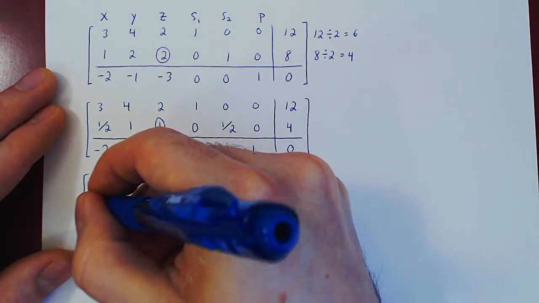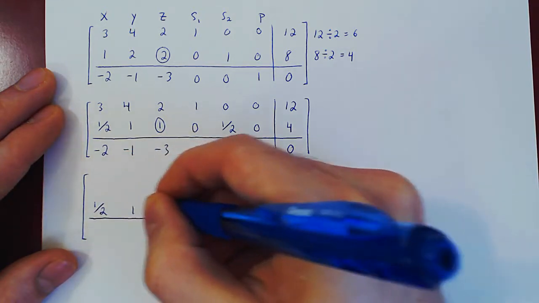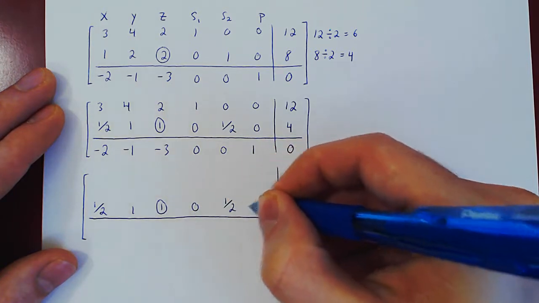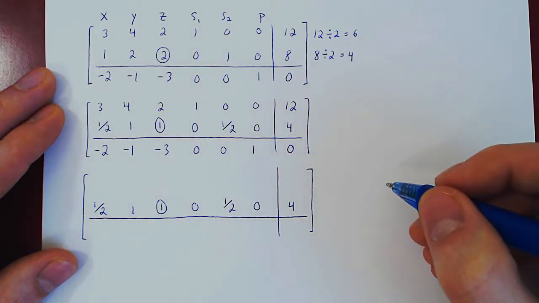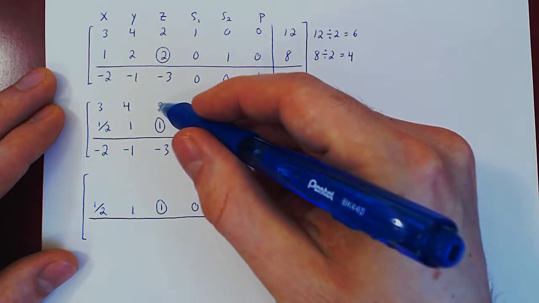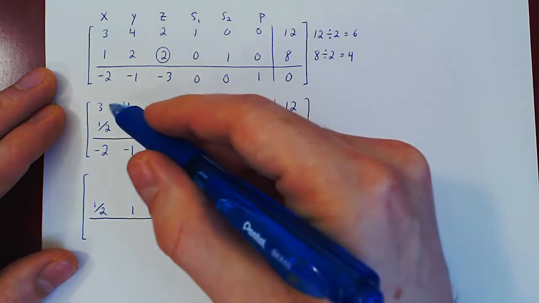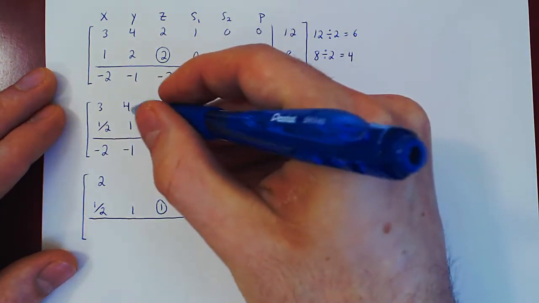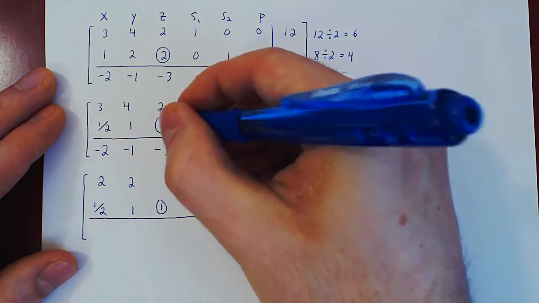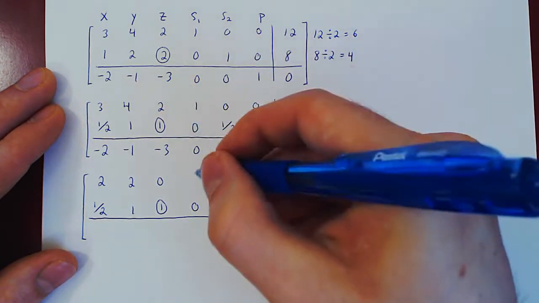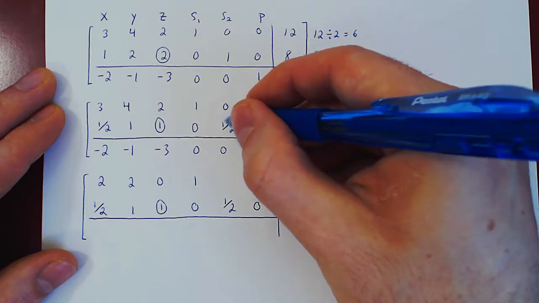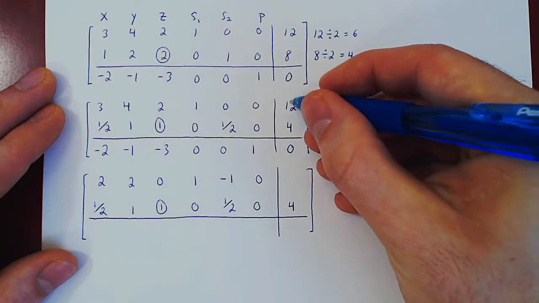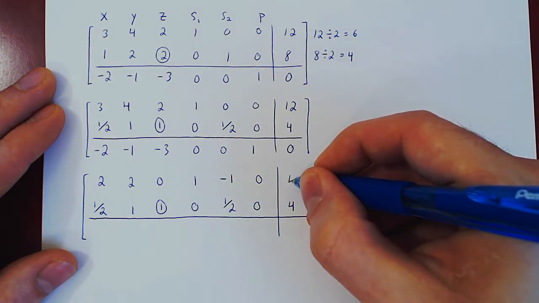So we can recopy the second row as it is the only one that we're not changing. Now let's apply our operations. So first, row 1 minus 2 row 2. So 3 minus 2 times 1/2 is minus 1... 3 minus 1 is 2. 4 minus 2 is 2. 2 minus 2 is 0. 1 minus 0 is 1. 0 minus 2 times 1/2, 0 minus 1, negative 1. 0 minus 0 is 0. 12 minus 2 times 4, 12 minus 8, 4.